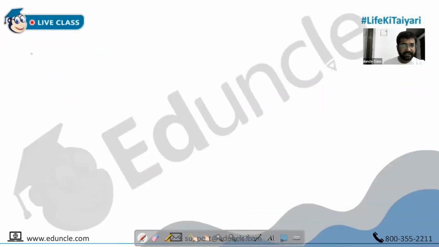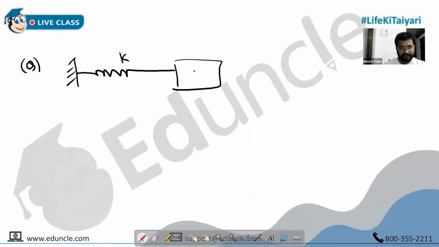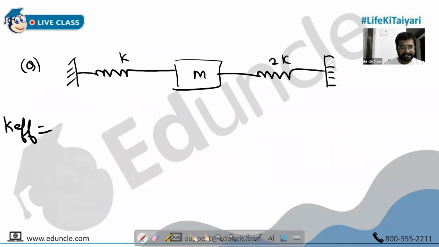Proceeding ahead. Now, there is another common mistake which students tend to make. I don't know if you are aware of this or not. Suppose this is K, this is M, and this is 2K, and I ask you what is K effective here. What is the answer? Is it series? Is it parallel? It is neither series nor parallel. Sir, it is 3K, parallel, right?